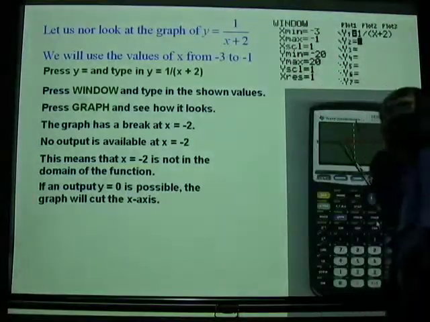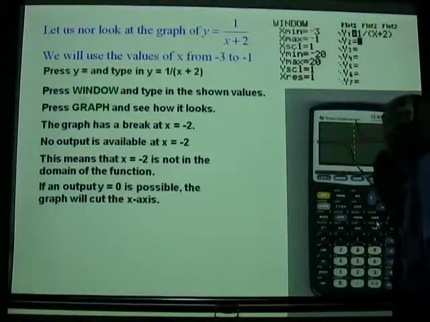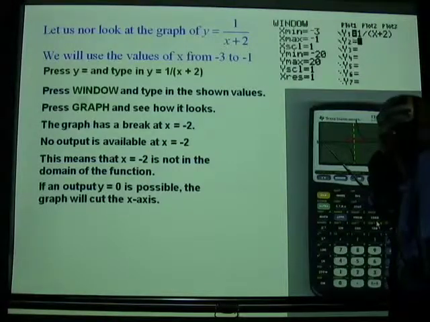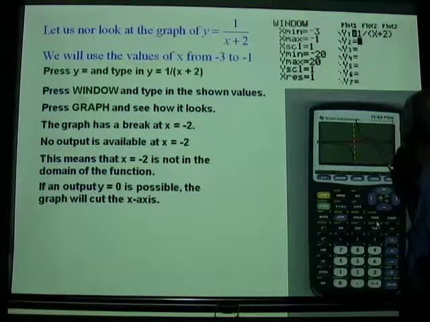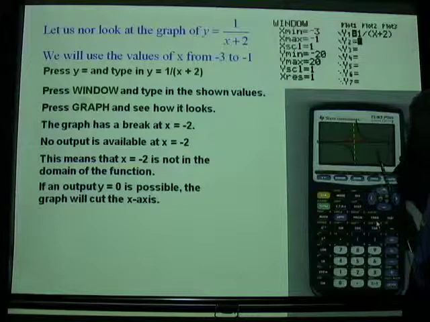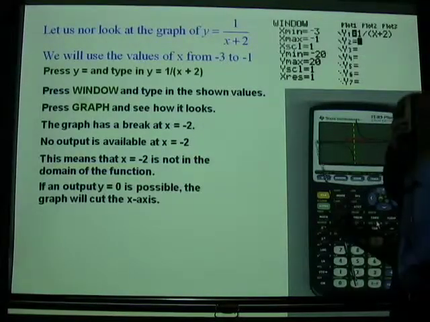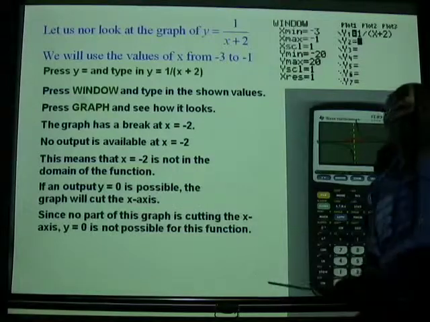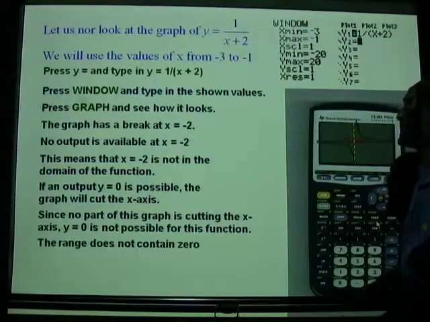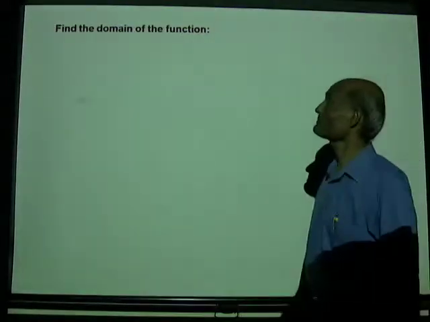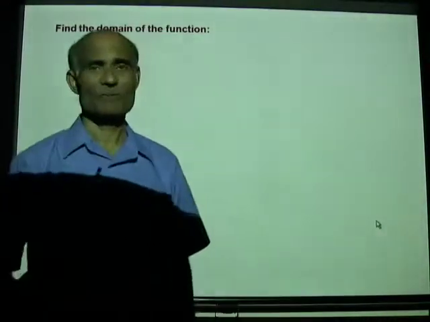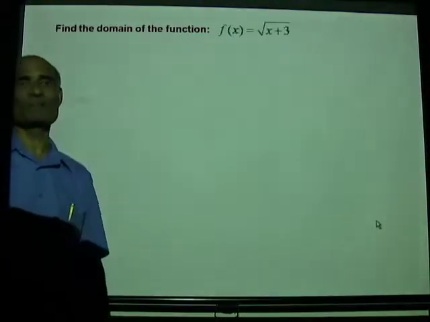Again, if you look at the output, you see the output goes closer and closer to 0, but it never reaches 0. There cannot be an output of 0. So 0 is not in the range of the function. All right, let's do another one.